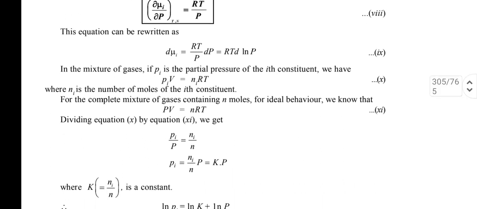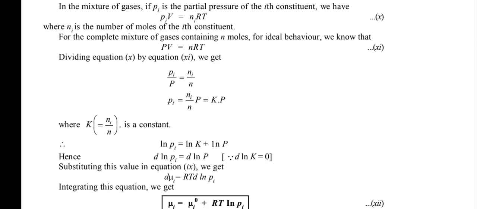of P. In the mixture of gases, if Pi is the partial pressure of the ith constituent, we have PiV equal to NiRT, where Ni is the number of moles of the ith constituent. For the complete mixture of gases containing n moles, for ideal behavior, we know that PV equals nRT. Dividing equation 10 by equation 11, we get Pi by P equals Ni by N. Pi equals Ni by N into P equals KP, where K equal to Ni by N is a constant.